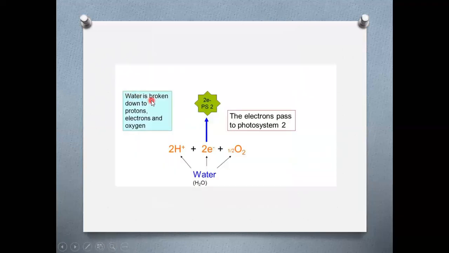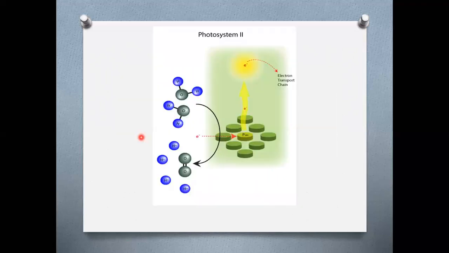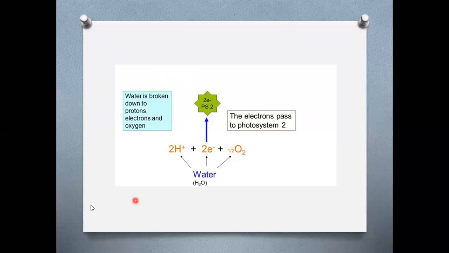So water is coming towards photolysis, or hydrolysis, in which water is breaking down. Hydro means water, lysis means breakdown. Water is broken down into protons, electrons, and oxygen. You can see here, H positive ions are called protons. Electrons, you can see here, are released, and oxygen is released. Two protons, two electrons, and half an oxygen molecule are released.